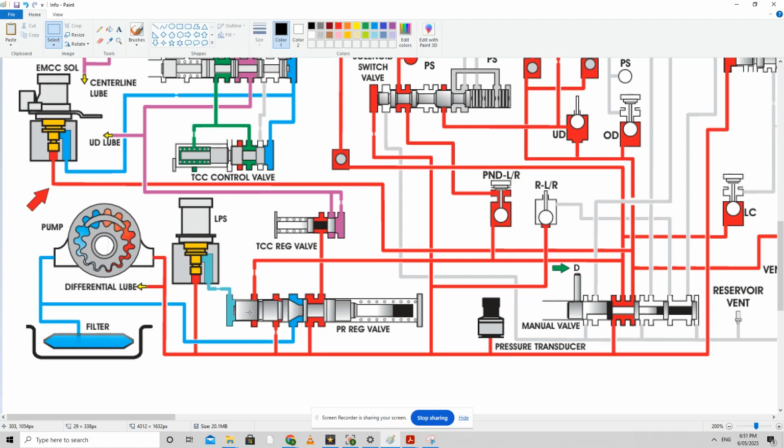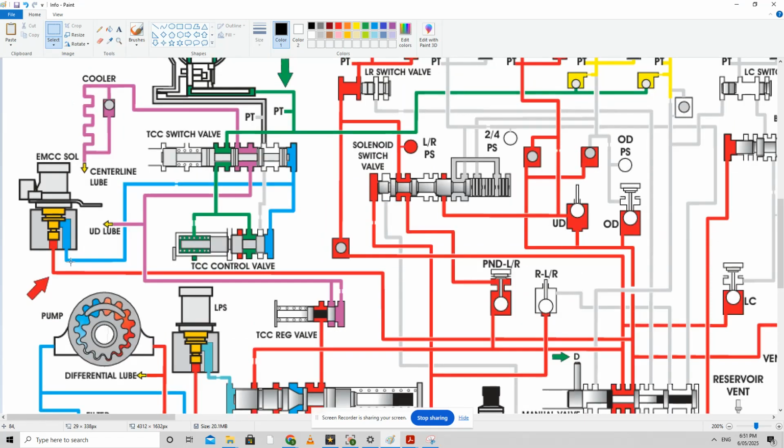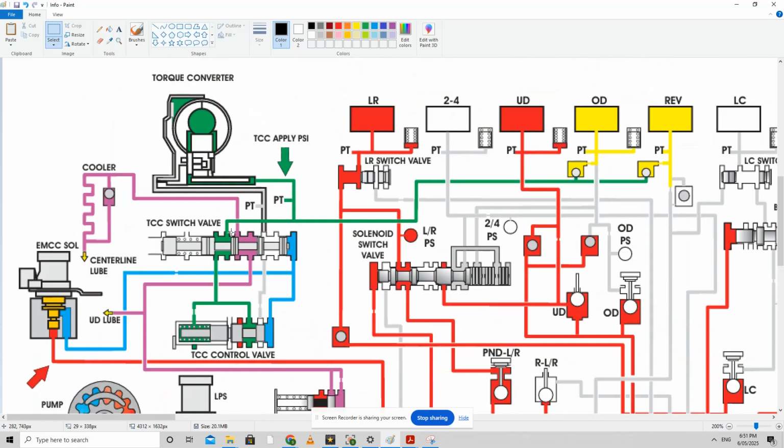The second thing I want to show you guys is the EMCC solenoid. This is the torque converter clutch solenoid. It works in a similar way to the line pressure solenoid. In fact, as you can see, they look almost alike. It also receives one direct line from the manual valve. And then the output of this EMCC will go to the TCC switch valve. From there onwards, it will control the output of the TCC switch valve, which will in turn control the pressure for the torque converter clutch engagement.